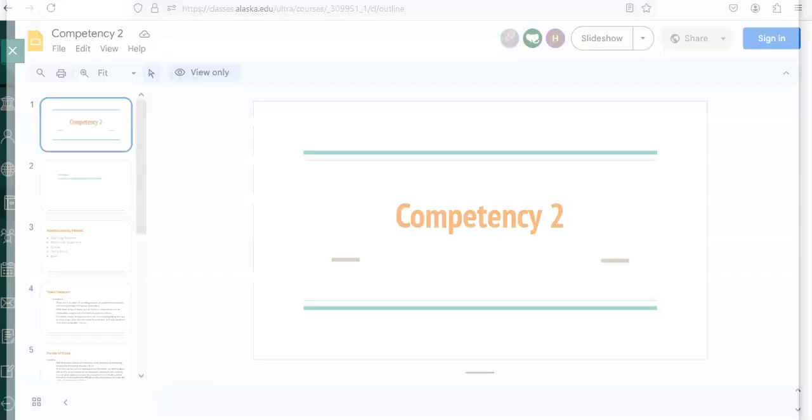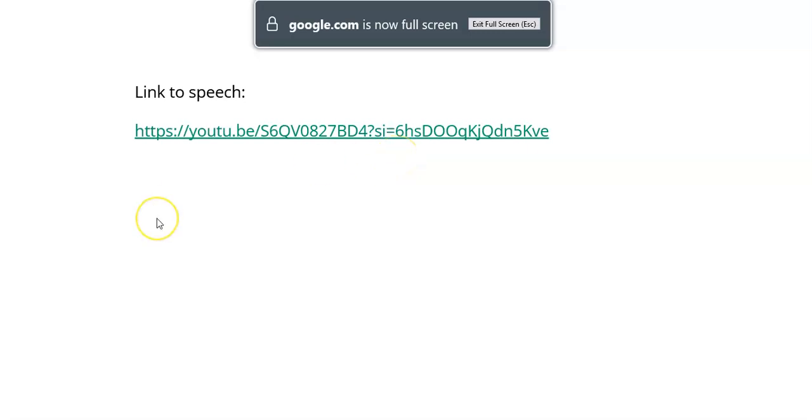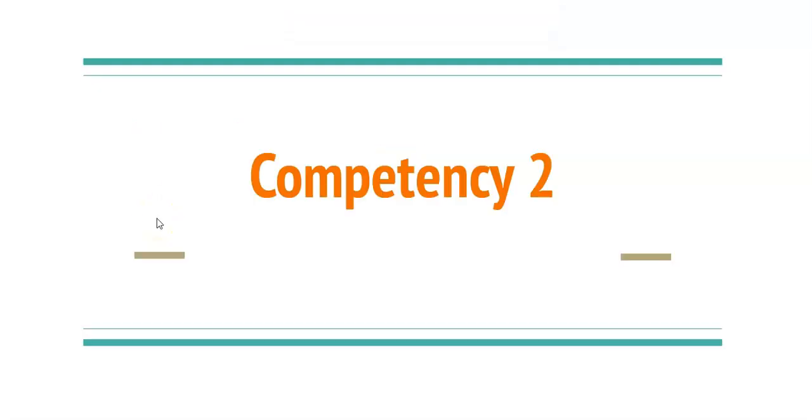So competency two. Competency two is all about the introduction of the speech. This is arguably one of the biggest parts of the speech itself because this is where you grab the attention of your audience. If you don't have the attention of your audience, then moving forward, you're not going to get through to them because you haven't done the work to get the attention of the audience and hold them through the remainder of your speech.